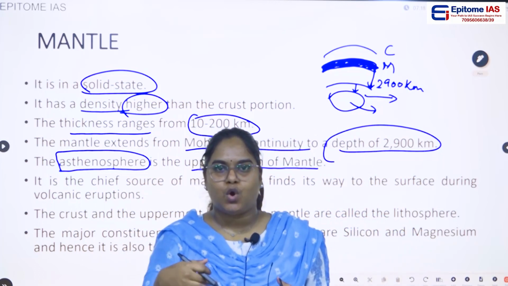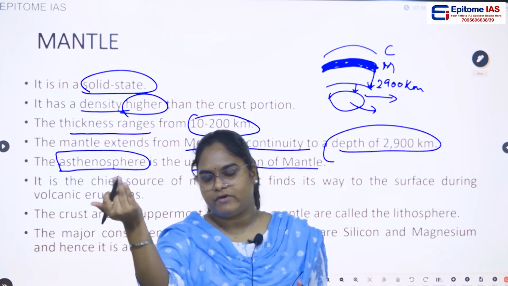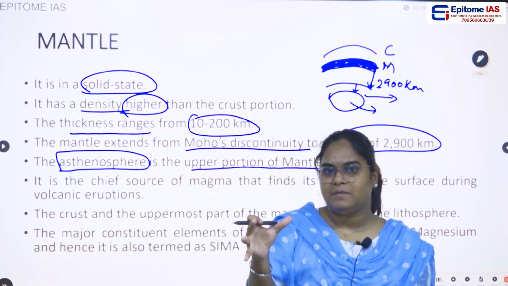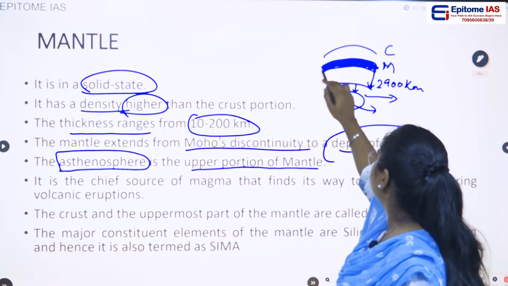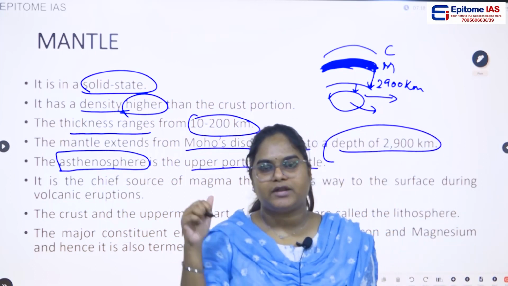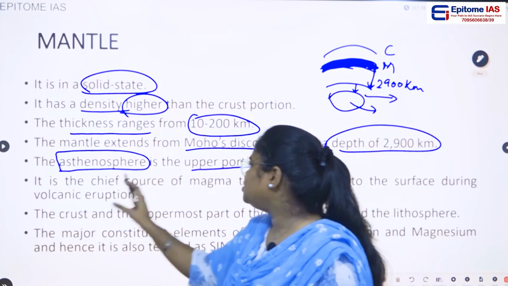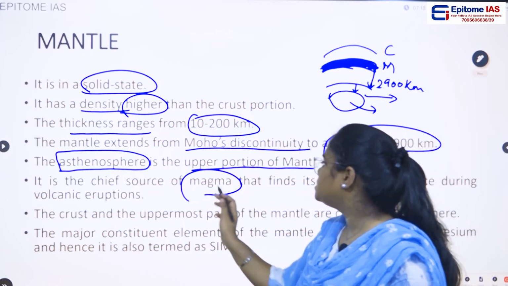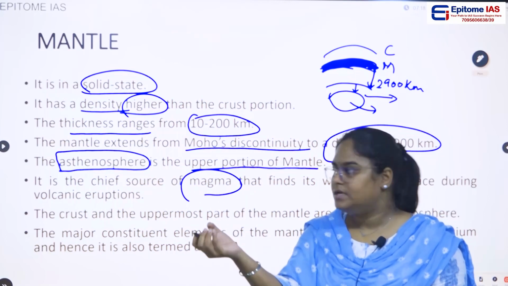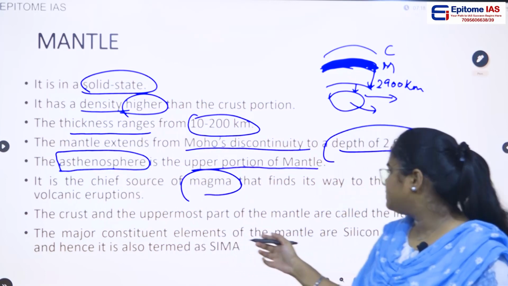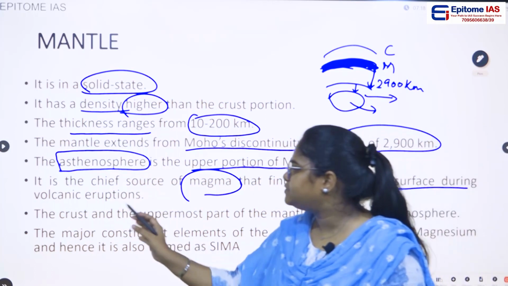During a volcanic eruption, the magma comes out of the volcano, right? It comes from the magma chambers which are located in the asthenosphere, and the asthenosphere is part of the upper mantle. Yes, the chief source of magma for the volcanic eruption is the asthenosphere, and it finds its way to the surface during the volcanic eruption.